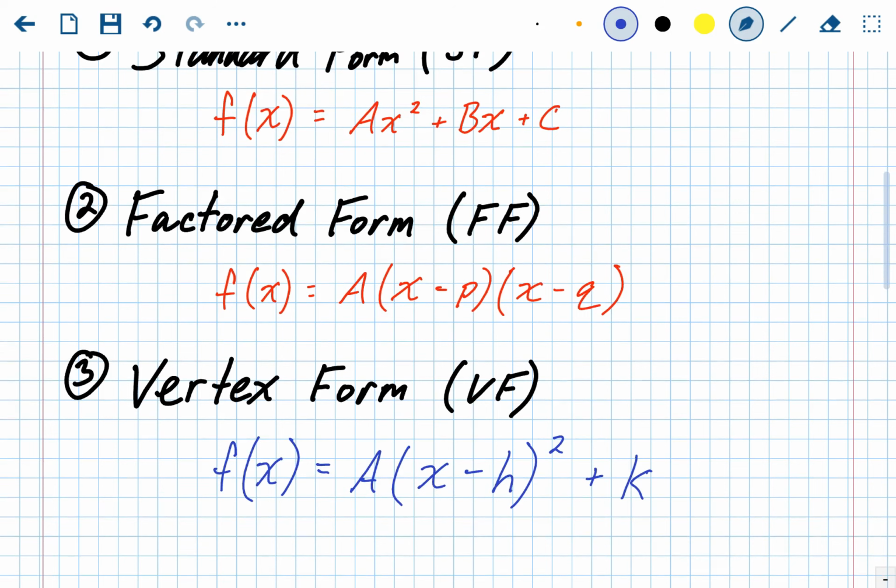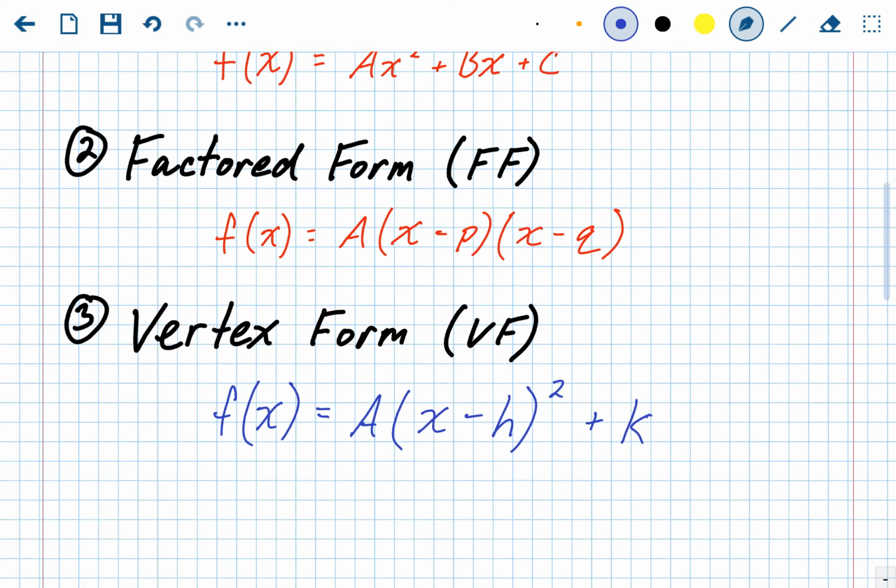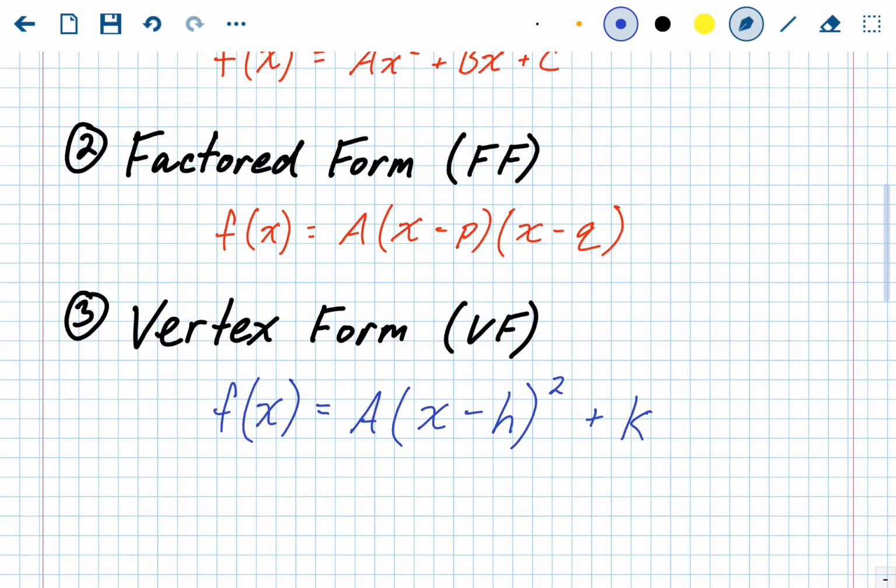And remember what a tells us. It tells us if it opens up or down. It tells us if there's a min or a max. It helps us find the range. And that's always going to be the same.